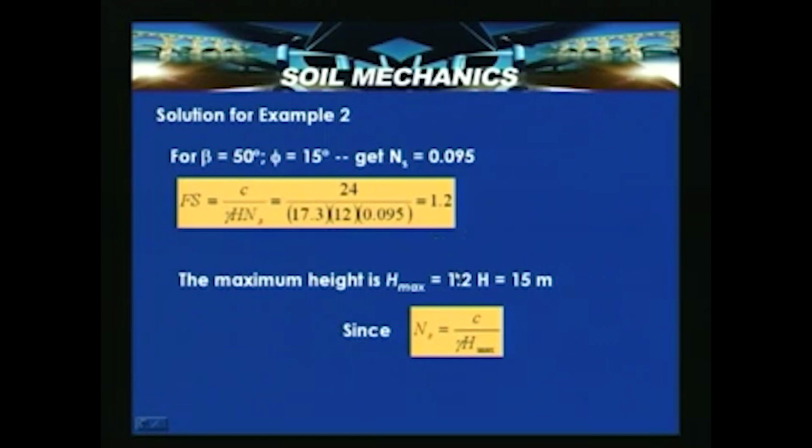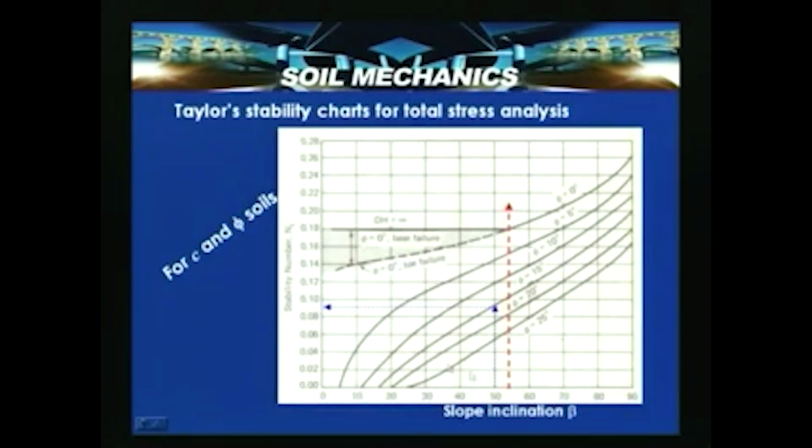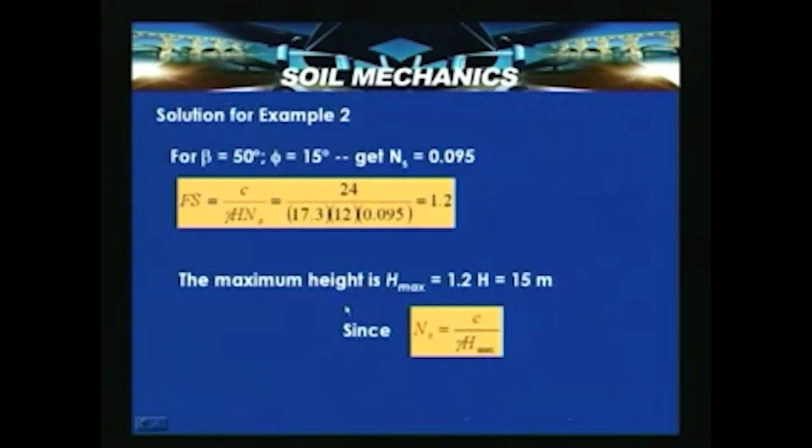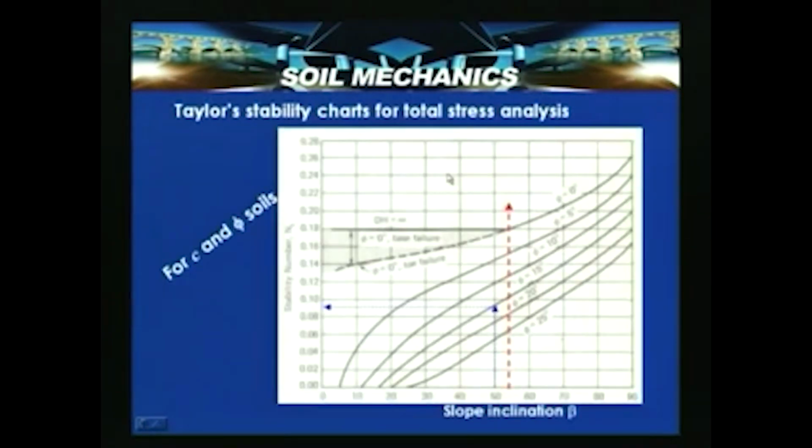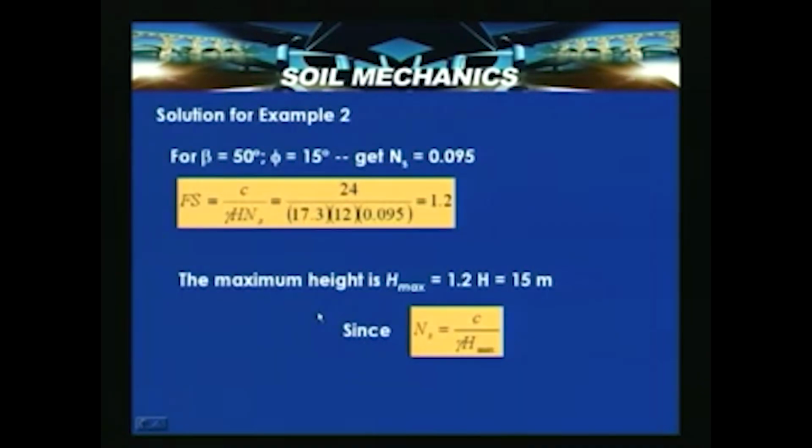Now, by using this chart, for beta equal to 50 degrees and phi equal to 15 degrees, we can get the Taylor stability number as Ns equal to 0.095. So, this 0.095 is obtained here from this chart.